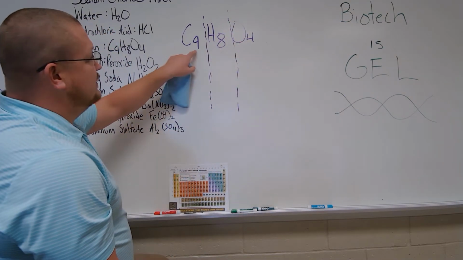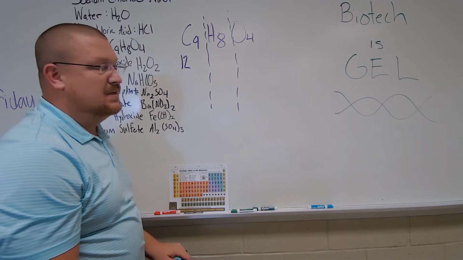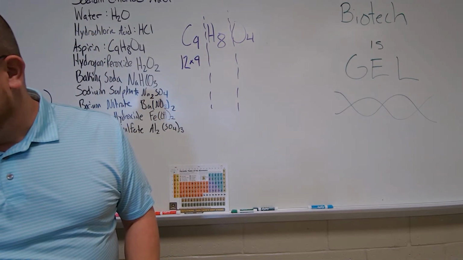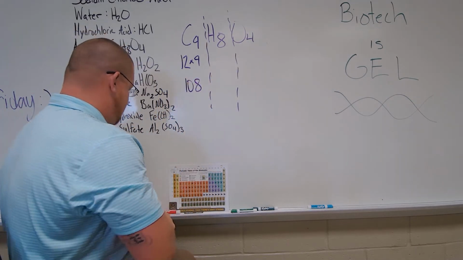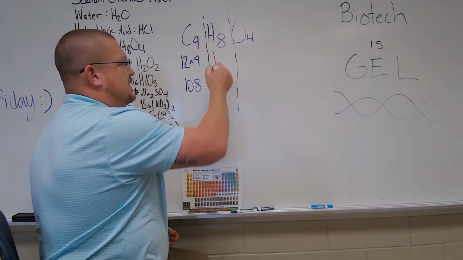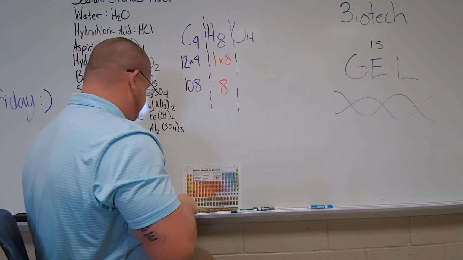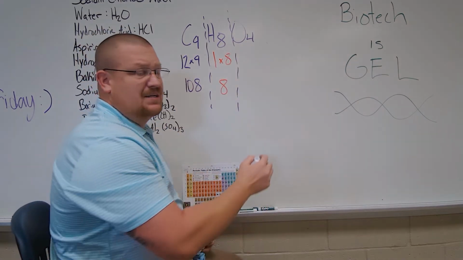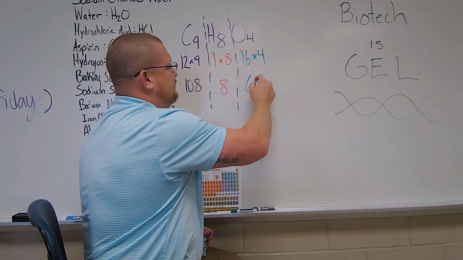So carbon, there are 9 carbons. Right. The mass of carbon is 12. 12 times 9. No idea. 108. Right? There are 8 hydrogens. The mass of hydrogen is 1. 1 times 8 is 8. Right? There are 4 oxygens. The mass of oxygen, 16. 16 times 4 is 64.